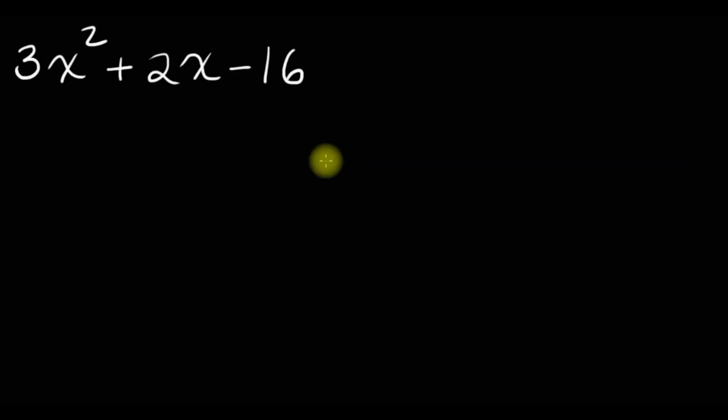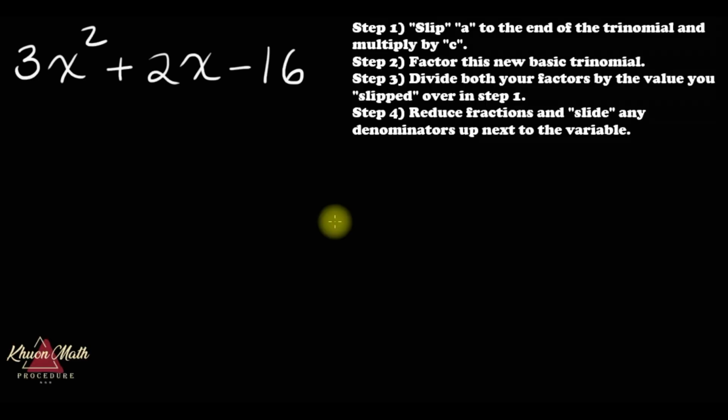Okay, so this is the same trinomial as the previous one, where we used the AC method to factor it. So we're going to look at this again, but this time we're going to use the slip and slide. Okay, so here's the procedure of how to do it.